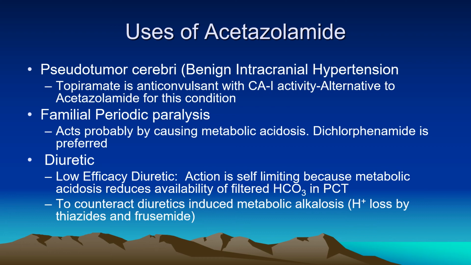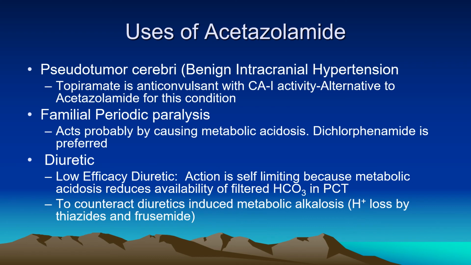Other indications are pseudotumor cerebri or benign intracranial hypertension, and acetazolamide is used, but one of the drugs, that is topiramate, an anticonvulsant having carbonic anhydrase inhibiting activity, is an alternative in this condition. An uncommon condition is familial periodic paralysis, and here acetazolamide acts by causing metabolic acidosis. However, dichlorphenamide, being long-acting and more potent, is preferred.